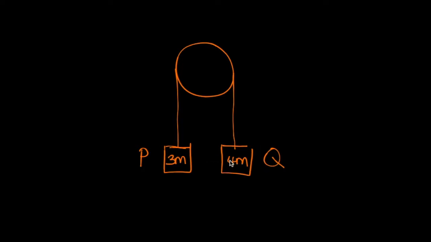So let's begin by depicting on the diagram all the forces that are involved in this pulley. If the mass of P is 3m, then the weight of P is 3mg, where g is the gravitational constant. And if the mass of Q is 4m, then the weight of Q is 4mg.